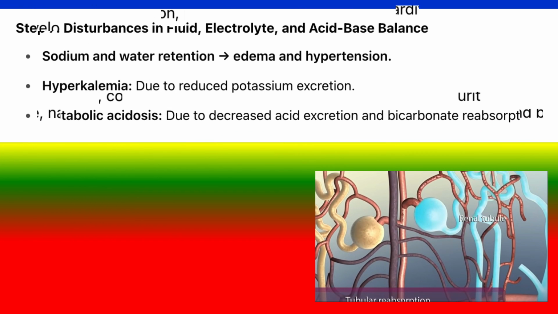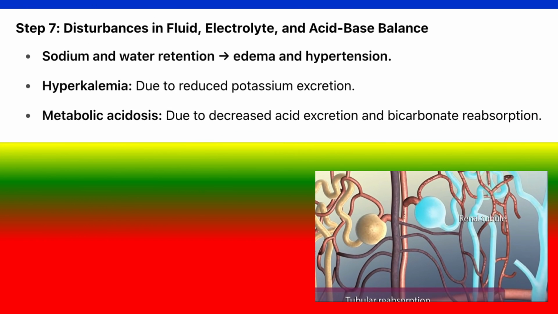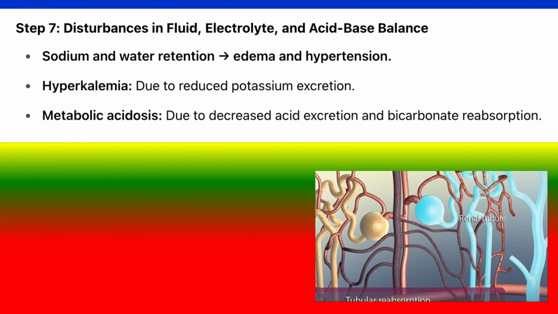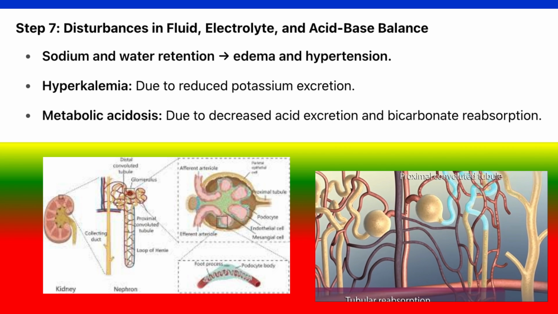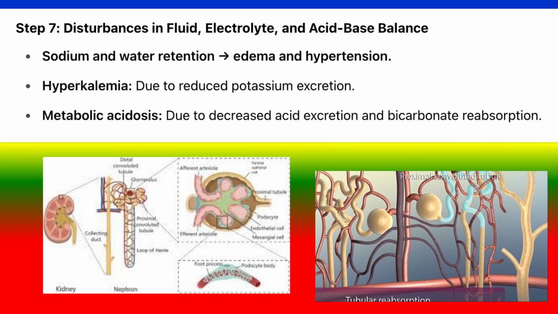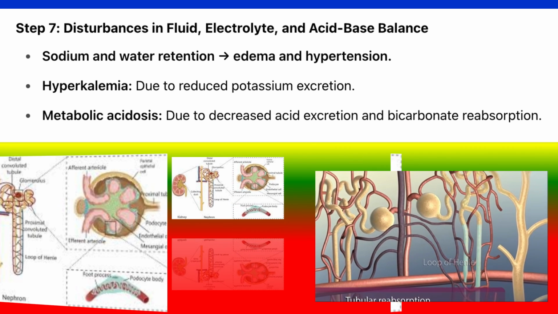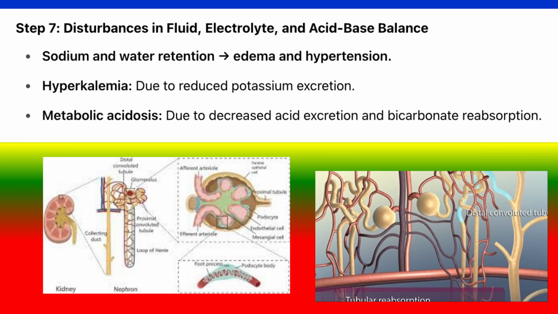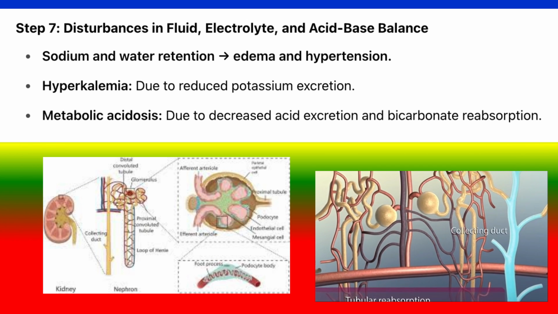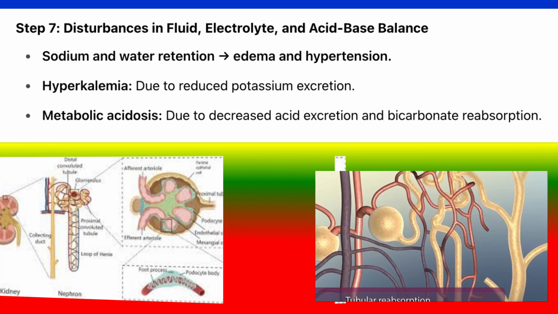Step 7, disturbances in fluid, electrolyte, and acid-base balance. Sodium and water retention, edema, and hypertension. Hyperkalemia, due to reduced potassium excretion. Metabolic acidosis, due to decreased acid excretion and bicarbonate reabsorption.